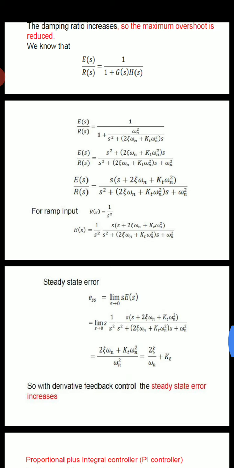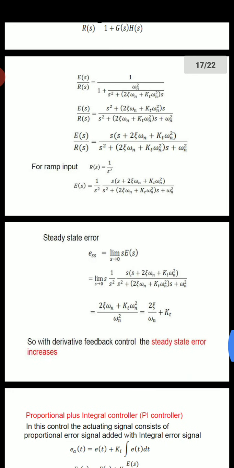First cancel s². Then substitute s into 1/s². Again you get s in the numerator, so s² in the numerator and s² in the denominator get cancelled. Later you substitute 0 for s, so that you get (2ζωn + Kt ωn²)/ωn². After solving, you get 2ζ/ωn + Kt. So with derivative feedback control, the steady state error increases.